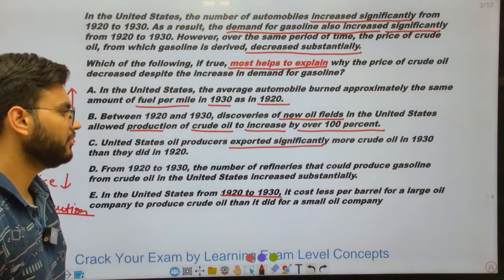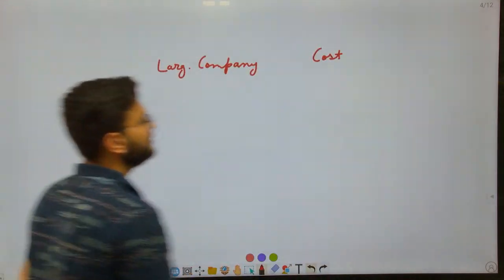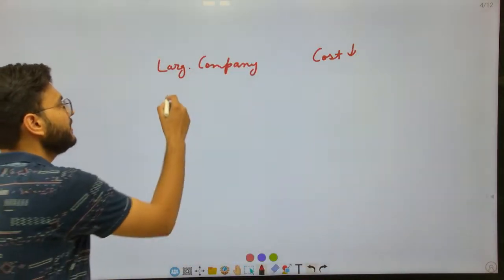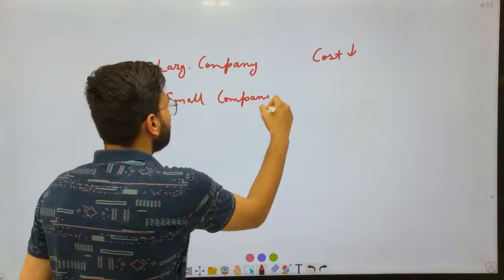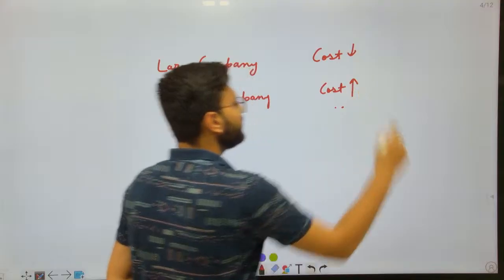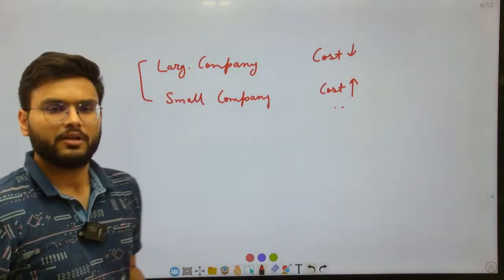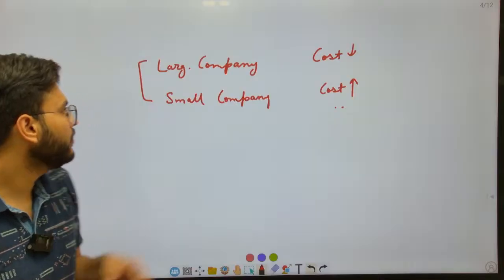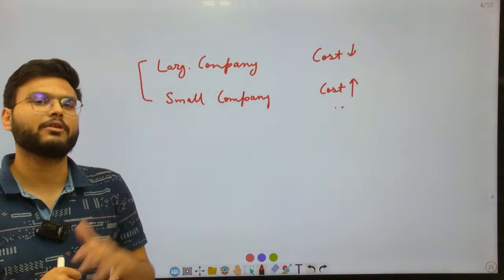What is happening to the factor of cost? You can see that it costs less per barrel. It costs me less per barrel. But when I say small company, what happens? It costs me more per barrel. Now I am giving a comparison between the companies. If you have larger companies, it will cost less to them, and if you have smaller companies, it will cost more to them.